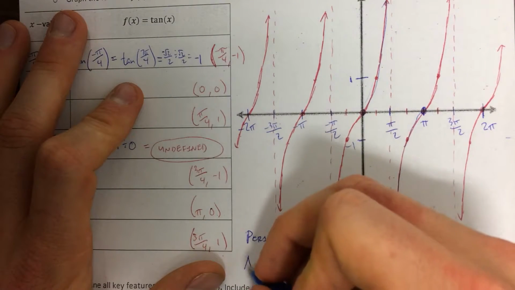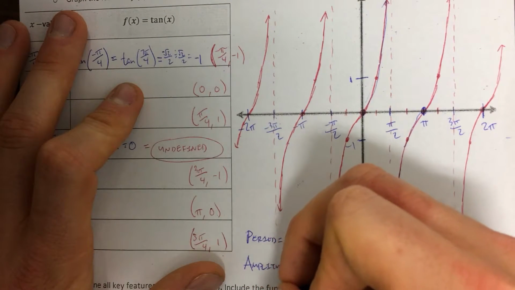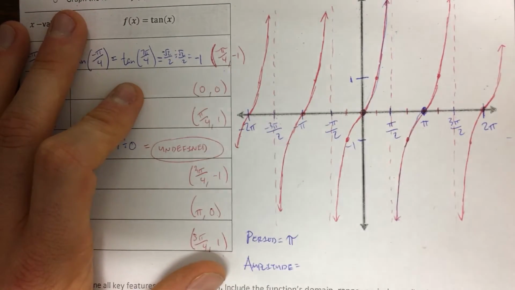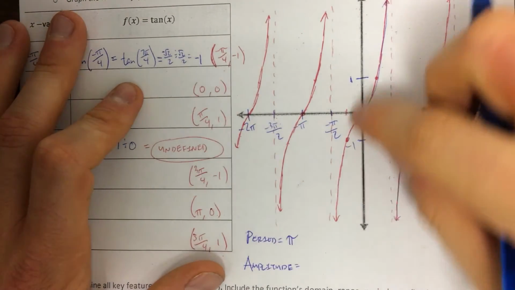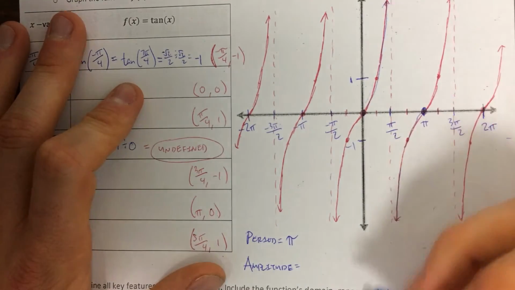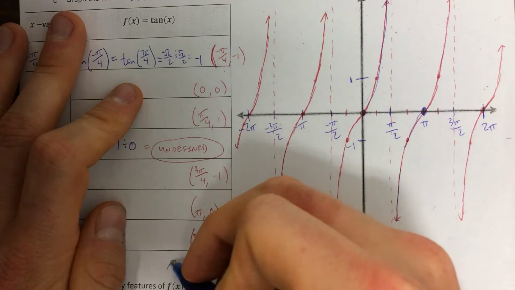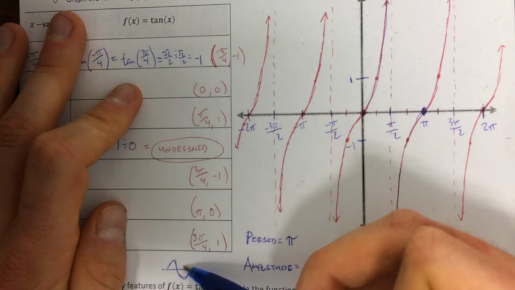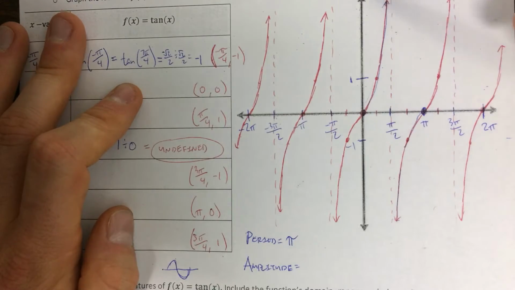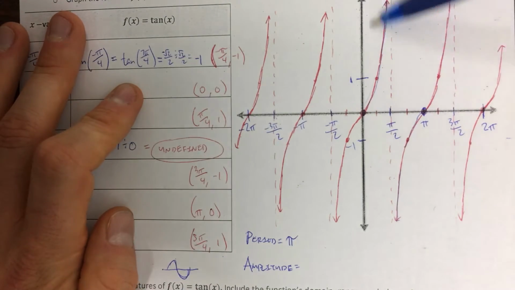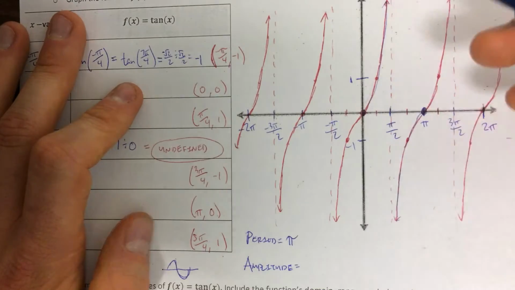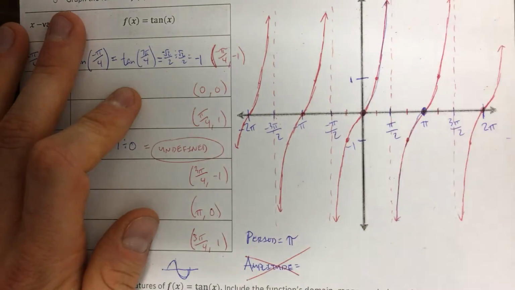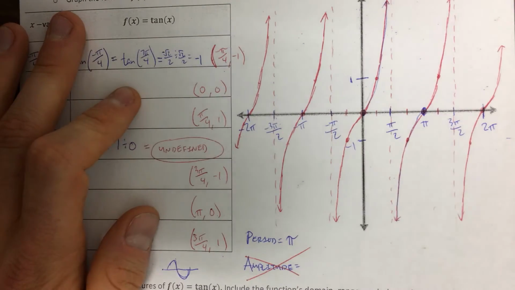Our amplitude, hopefully we can remember from secant and cosecant. Cosecant and secant did not have an amplitude, and the reason is that we didn't have a wave, because the amplitude measures the middle to the highest point, middle to the bottom. Well, here's the middle. Where's the highest point? We don't have really a highest point. We don't have a maximum. We don't have a minimum. It goes down forever, goes up forever. So our amplitude, write it down, put an X through it. We don't have an amplitude. No amplitude for tangent.